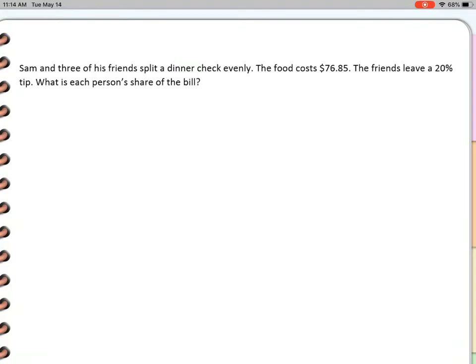Sam and 3 of his friends split a dinner check evenly. The food cost $76.85. The friends leave a 20% tip. What is each person's share of the bill?